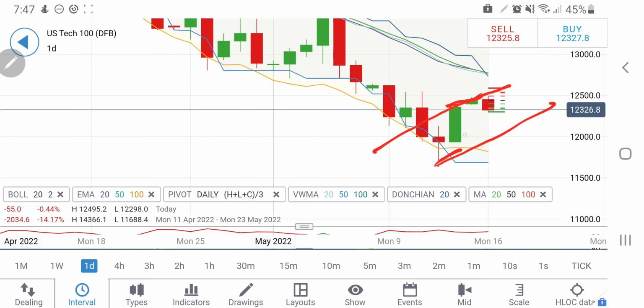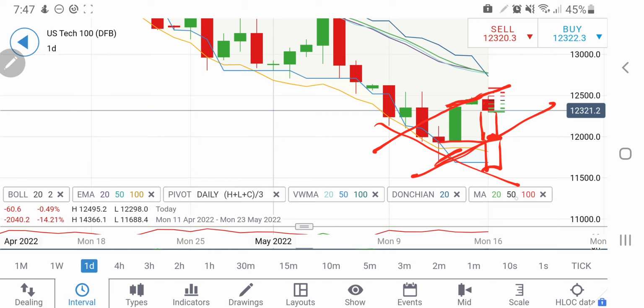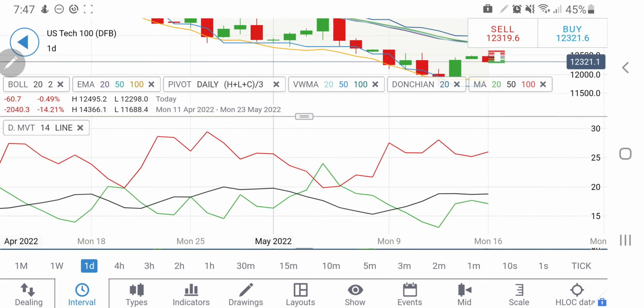So even if you consider this as a channel, it is looking forward to come back towards 12,000 levels, and that may happen today itself. 11,950, 12,000 levels can be achieved even today itself, and in fact if it breaks below 11,950, one can expect that a sharper drop till 11,500 cannot be denied.